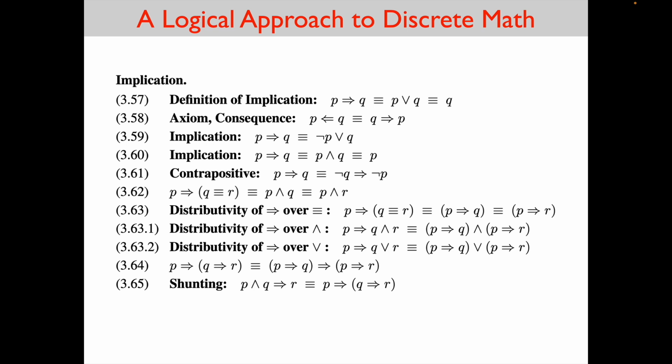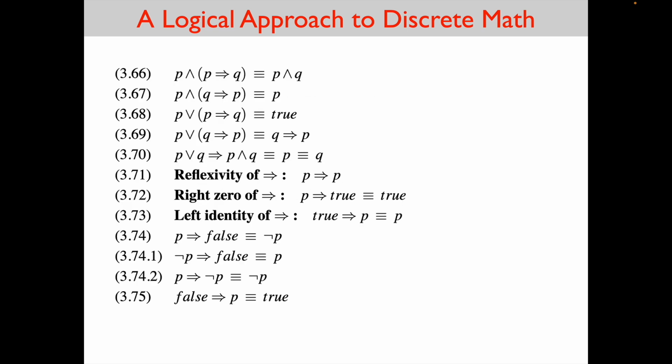Okay, so let's look at a few more. This is 3.66. P and P implies Q equals P and Q. 3.67. These are some other interesting theorems. I don't think I'm going to read them all for you. 3.71 shows that implication is reflexive. P implies P. And 3.72 is the right zero of implies. P implies true equals true. And then the left identity is true implies P equals P.